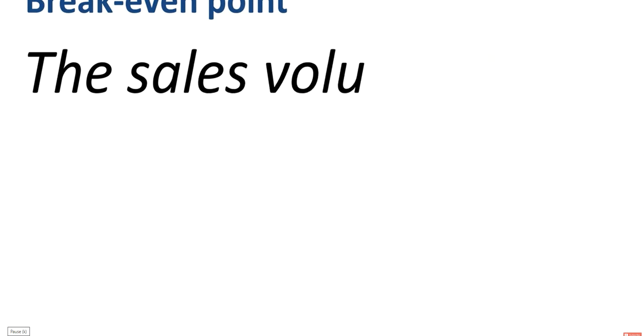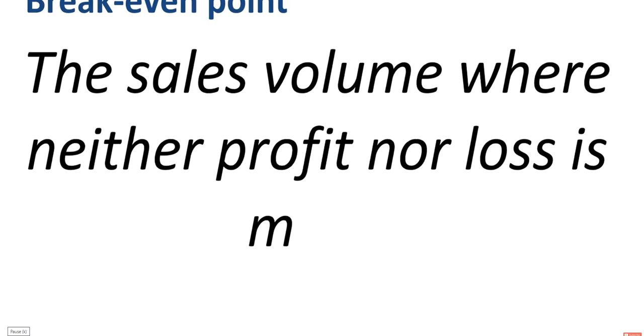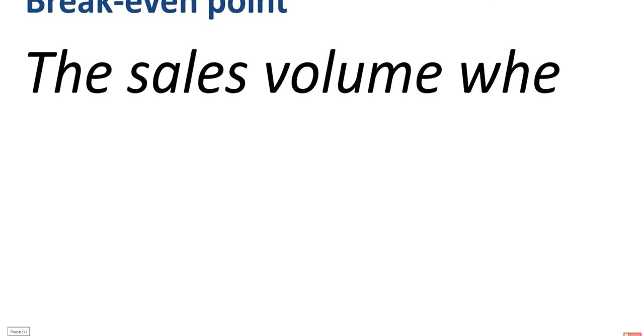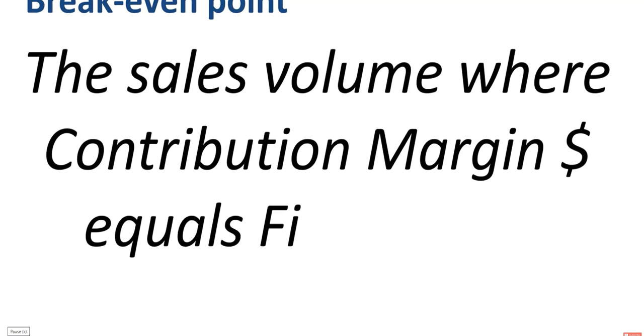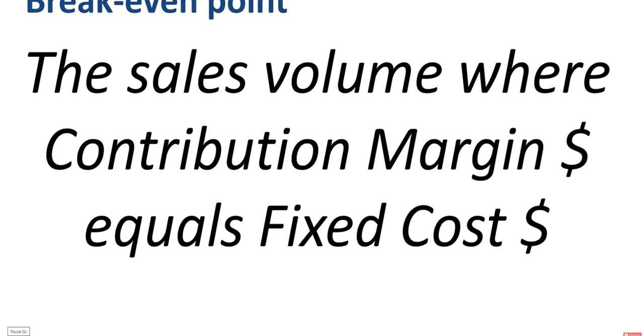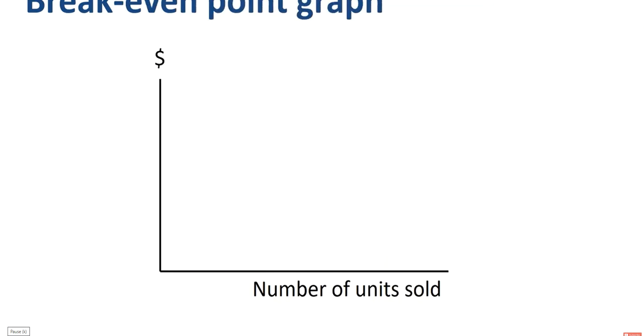A common definition of the break-even point is the sales volume where neither profit nor loss is made. An alternative way of saying the same thing, the break-even point is a sales volume where contribution margin dollars equals fixed cost dollars. Let's look at the break-even point on the graph. On the horizontal axis, the number of units sold. On the vertical axis, the total dollars.